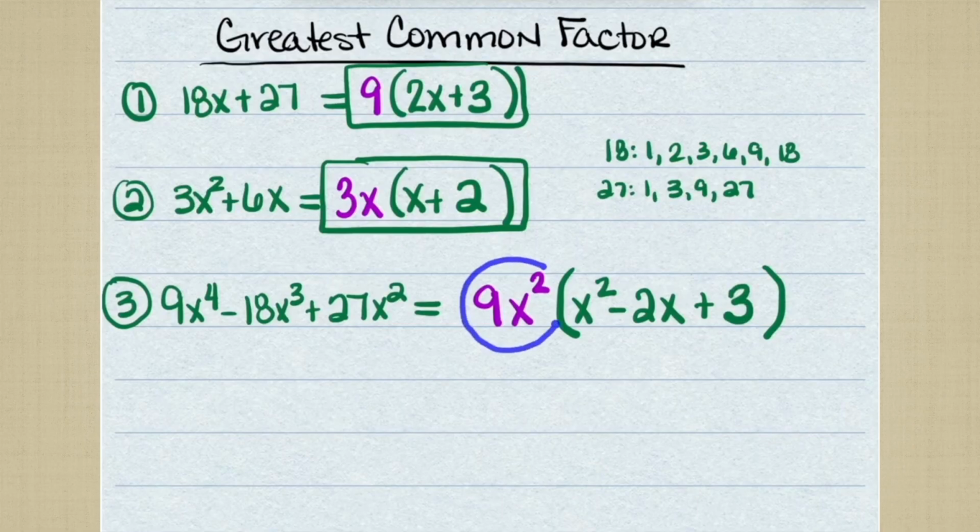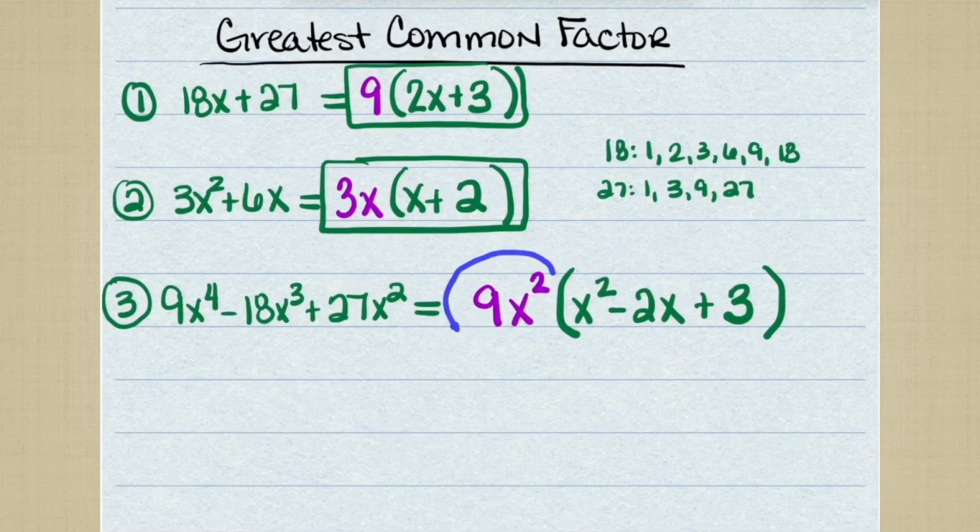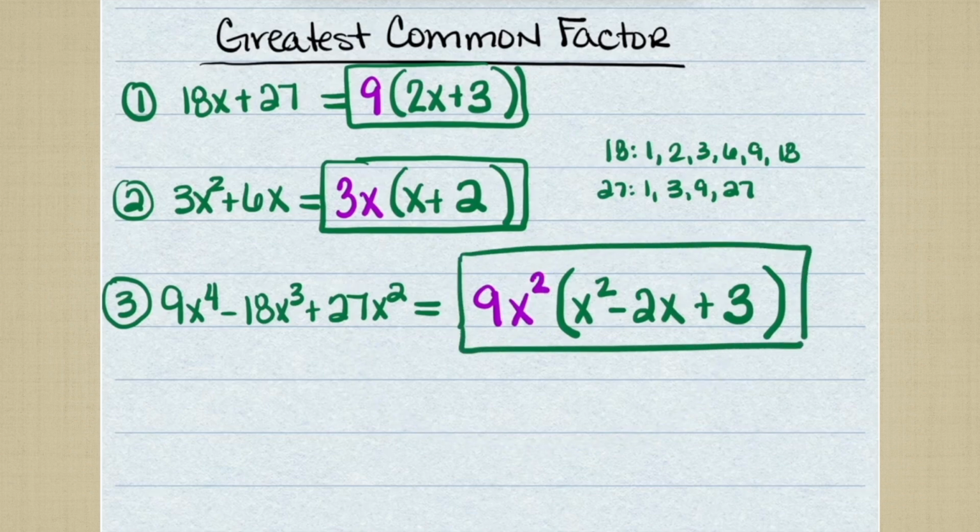So let's check ourselves. 9x squared times x squared gives me 9x to the 4th. 9x squared times a minus 2x gives me a minus 18x cubed. And 9x squared times 3 gives me a positive 27x squared. Looks good. So that's factoring out the greatest common factor. You pull out the largest number and then the largest x that you can pull out, or the largest y, or the largest z, whatever the variable is, you pull out the largest of that.